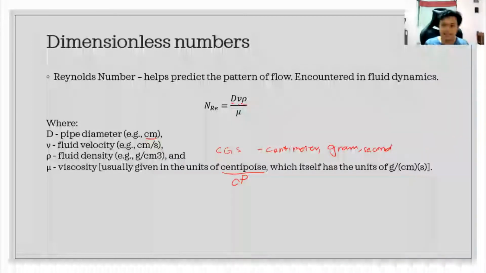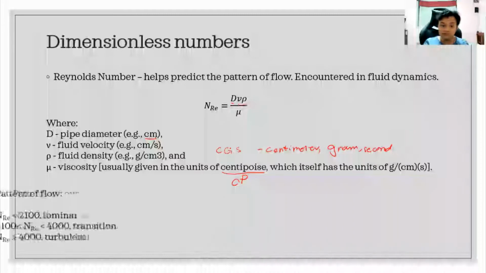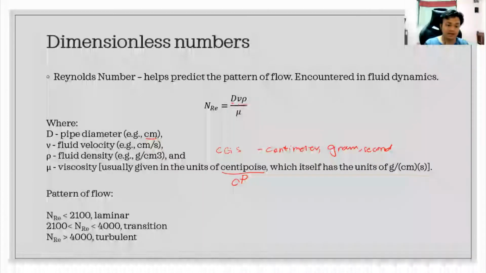So what is the importance of the Reynolds number? It actually tells us the pattern of flow, and here are the patterns of flow. If the value of the Reynolds number is less than 2100, it is considered laminar. If it is between 2100 and 4000, it is considered transition flow. And if it is greater than 4000, it is considered turbulent.